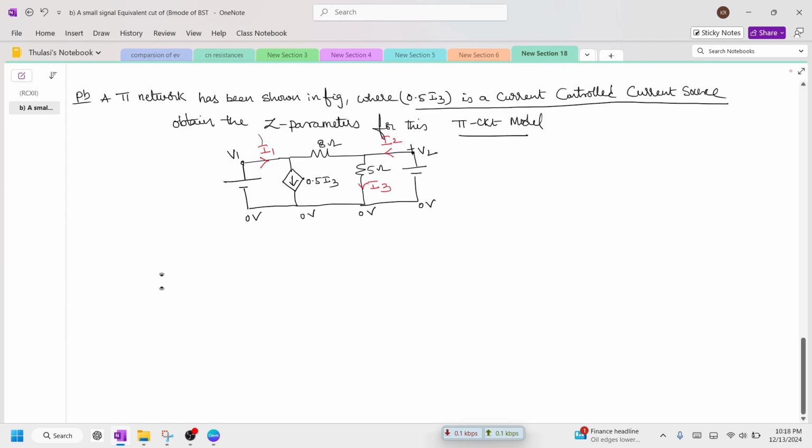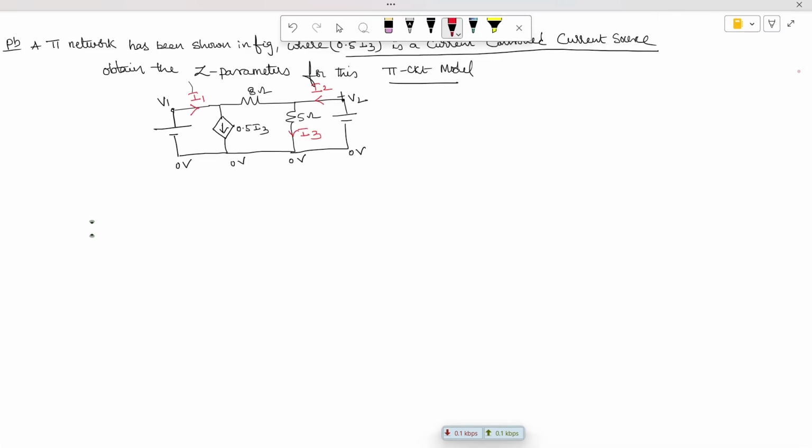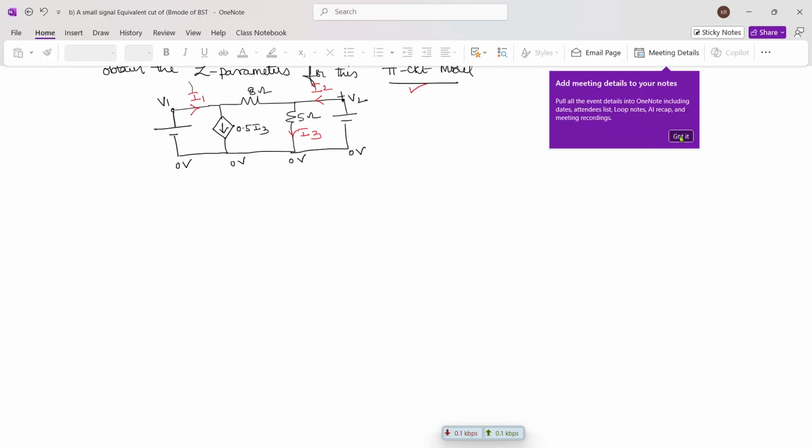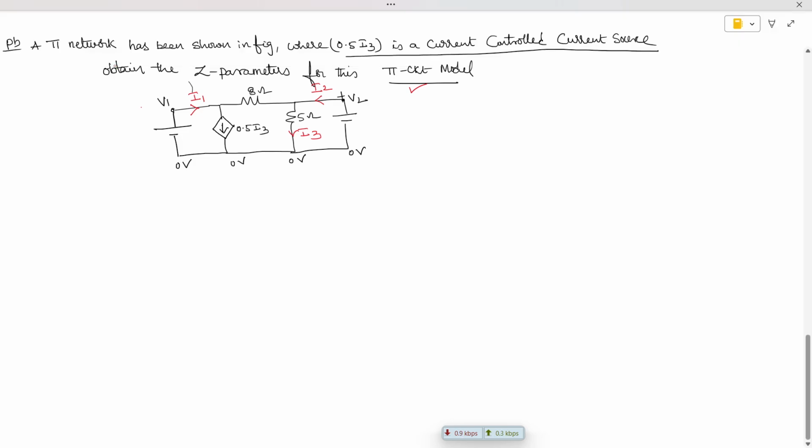Going to solve this problem. A pi network has been shown in the below figure where 0.5 I3 is a current controlled current source. Obtain the Z parameters for the pi network shown below. Okay, so let us try to work it out. This is a problem on dependent sources, very important.